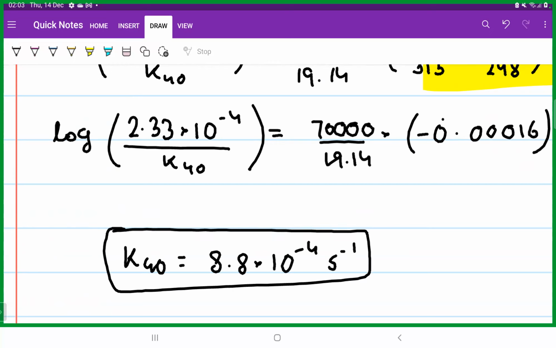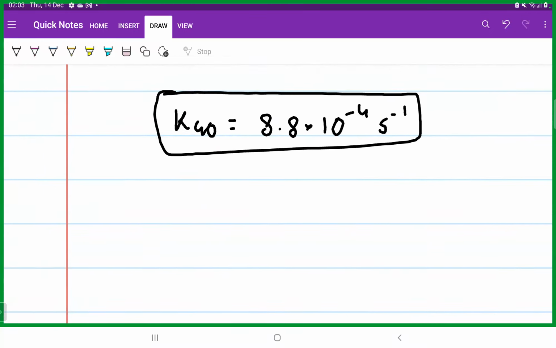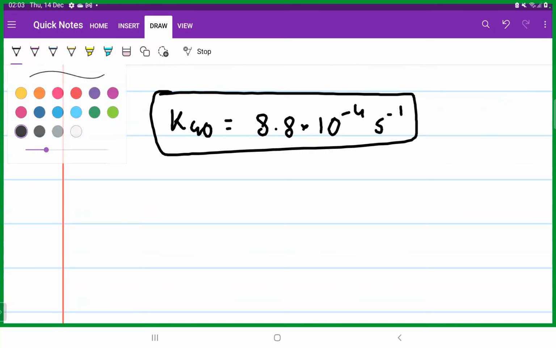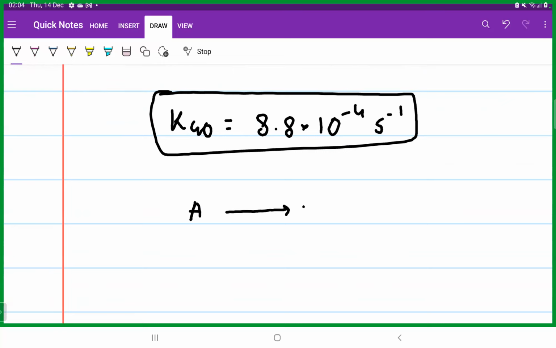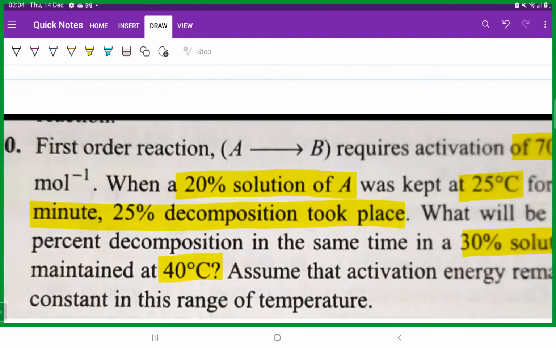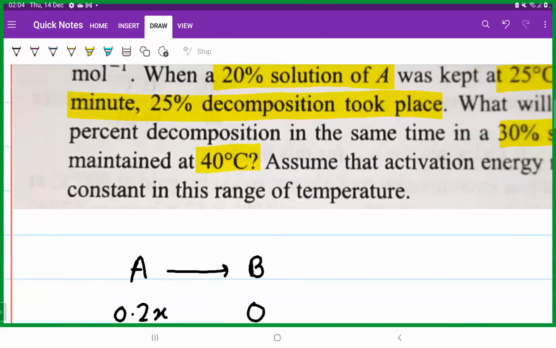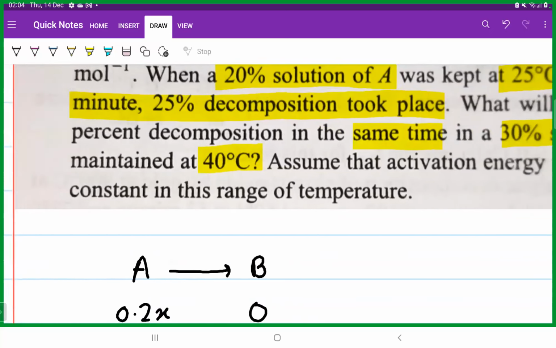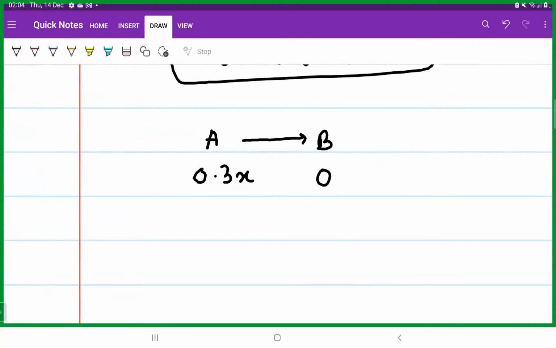Okay, all right. So now we have to find the percentage which has decomposed when 30% solution is taken, right? So let's write another equation. A to B, initially there is 0.3x, 0. Okay, and let me just check after how much time. In the same time. Okay, same time means 20 minutes. Yeah, 20 minutes. So let's just put the values.